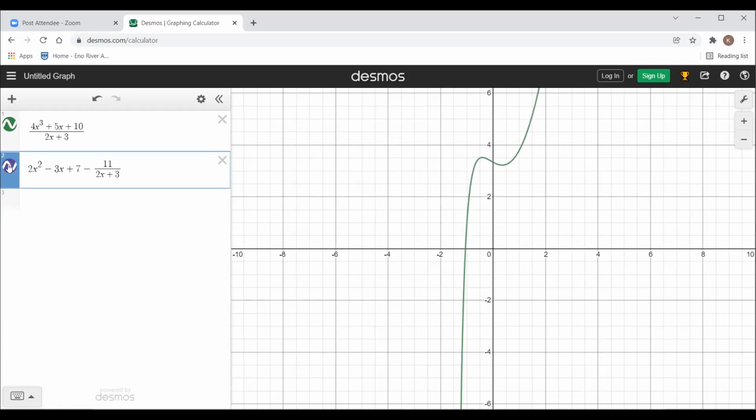Green, purple, green, purple, or blue. Would you guys call that blue? No, that's purple.